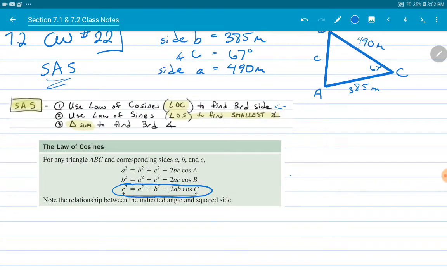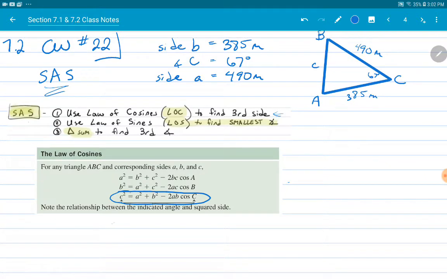I'm going to copy the equation down first. C squared, the one I don't know, that's the one I'm going to solve for, equals A squared plus B squared. I like that part. It's kind of like the Pythagorean theorem, easy to remember. And then subtract, because we're making up for the fact that it's not a 90-degree angle. If it was, cosine of 90 would be 0 and we'd be done. But it's not 90 degrees, so we have to add that correction factor.